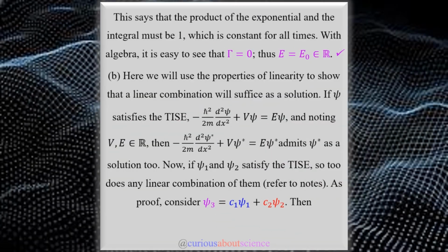Well, this says that the product of the exponential and the integral must be 1, and since this has to be constant for all of time, with algebra, i.e. take the natural log of both sides, we see that natural log of 1 equals 2 gamma t over h bar, thus gamma equals 0, due to natural log of 1 equals 0. We see that gamma equals 0. And if gamma equals 0, which is the imaginary part of that complex energy, if that goes away, then we know that energy equals E0, which is a real number, and therefore we prove the theorem.